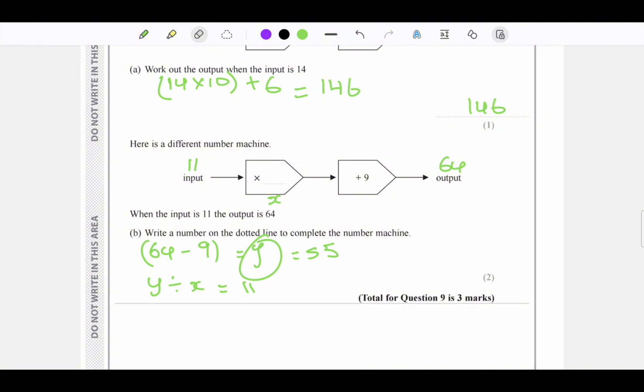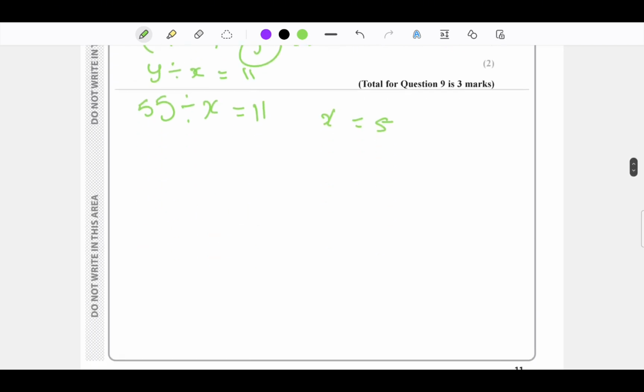Therefore, 55 divided by X, you get 11. So what divided by X do you get? What number do you divide 55 by to get 11? X would be 5. Therefore, our missing number is 5. On to question 10.